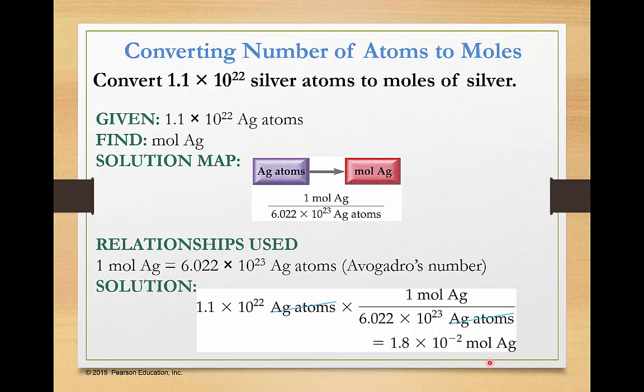I am given 1.1 times 10 to the 22nd silver atoms, and I want to know how many moles of silver atoms I have. I want to find the number of moles, so now notice I just reverse it. Instead of moles to atoms, I'm going atoms to moles. Notice my relationship is now flipped over. It's the inverse of what I had earlier.